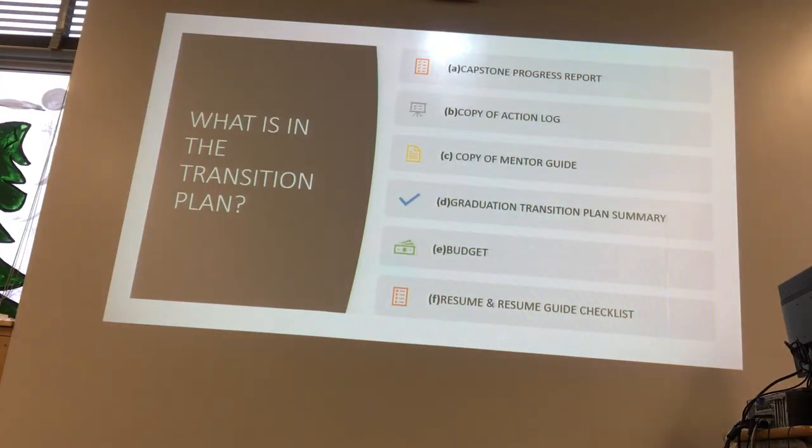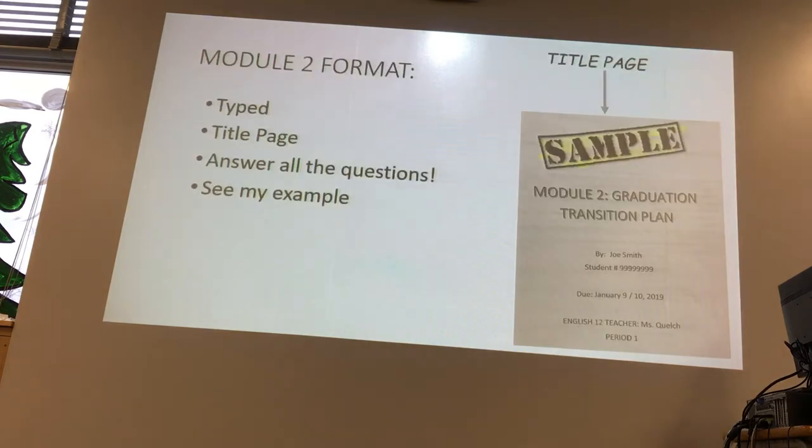A capstone progress report, a photocopy of your action log, a photocopy of your mentor guide, a graduation transition plan summary, a budget for the first year after high school, and a resume with a resume guide. That's it. That's what you include in here, and you see the sample right in front of you. That's exactly what your project is going to look like, stapled together and handed in. Let's go through each of these pieces so that you know what they are about.